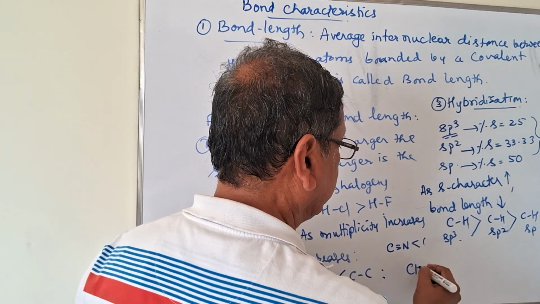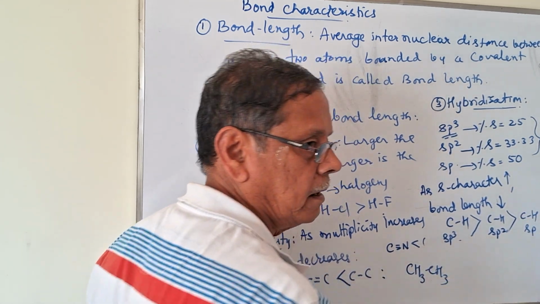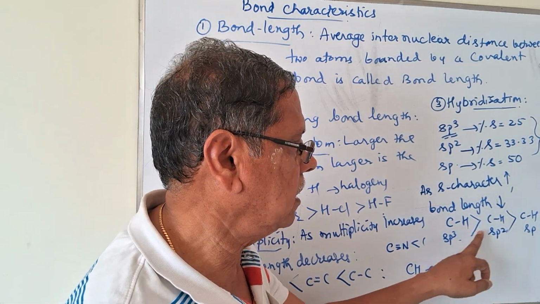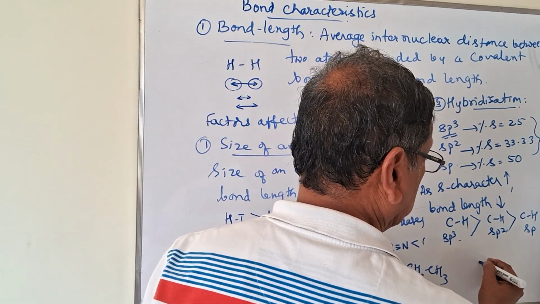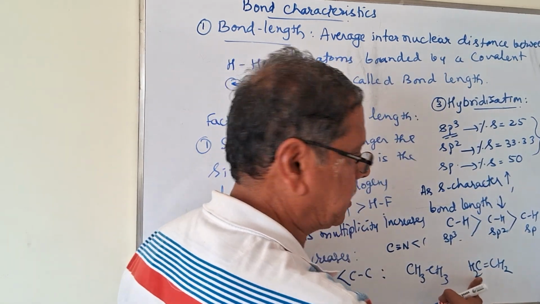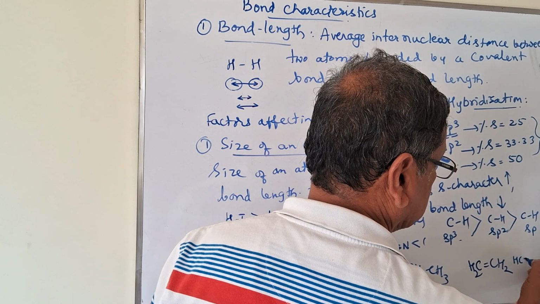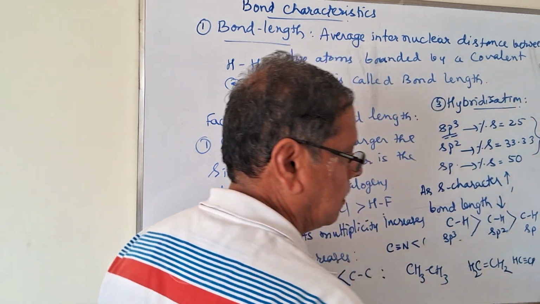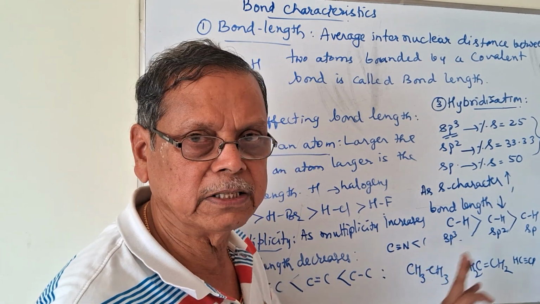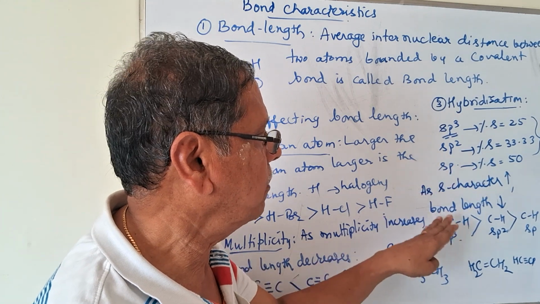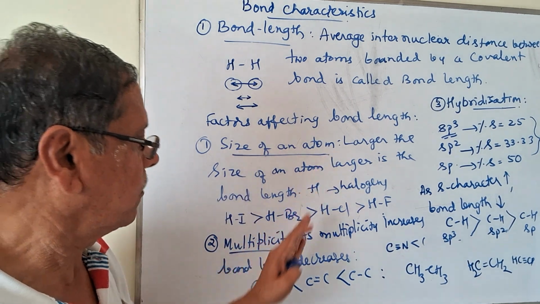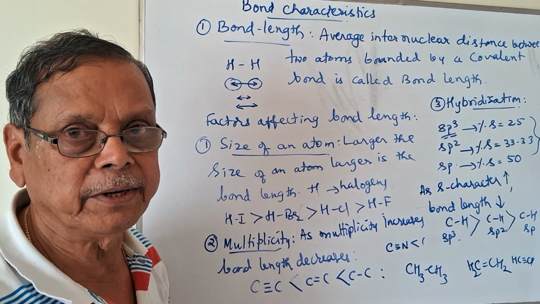For example, in CH3, the carbon atom is in the sp3 hybrid state, so this CH bond is larger compared to the CH bond in CH2=CH2. In this case, carbon is in the sp2 hybrid state, which is in turn larger than the CH bond in the triple bond CH. That's why as the s character increases, the bond length decreases. So this is about the bond length, which is affected by the size of an atom, multiplicity, as well as hybridization.